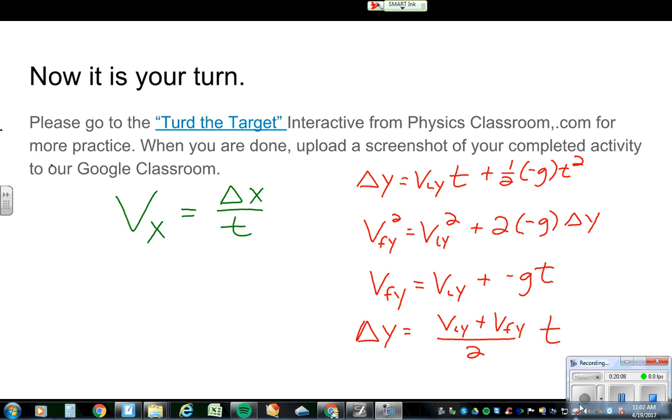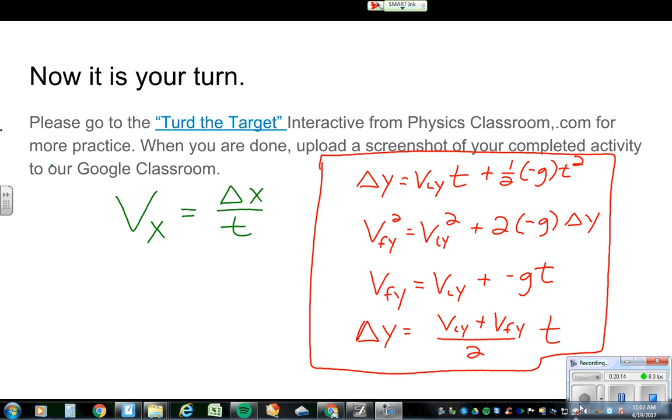So again, these are just the basic kinematic equations from our very first unit of the year, but I've substituted in my parameters for projectile motion.